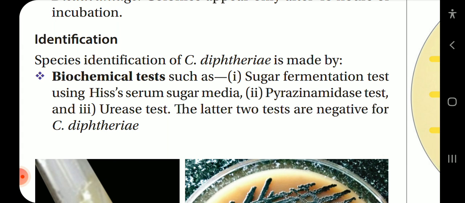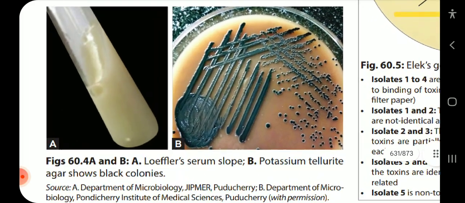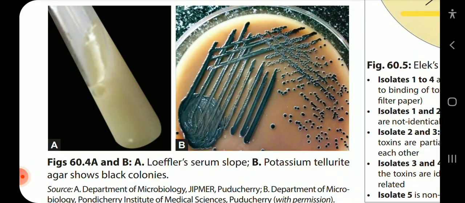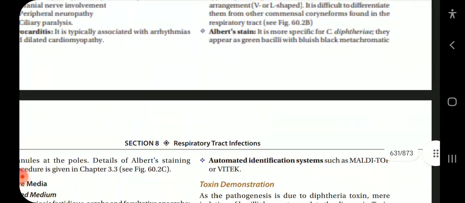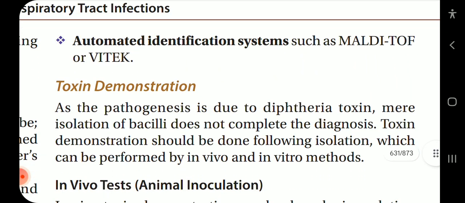Identification: species identification of Corynebacterium diphtheriae is made by biochemical tests such as sugar fermentation test by using Hiss serum sugar media, and pyrazinamidase test and urease test. The latter two tests are negative for Corynebacterium diphtheriae. In this figure, we can see Loeffler serum slope in A and potassium tellurite agar showing black colonies of Corynebacterium diphtheriae in B. Automated identification systems such as MALDI-TOF and Vitek of course can be used.